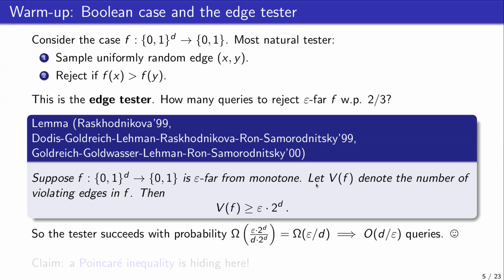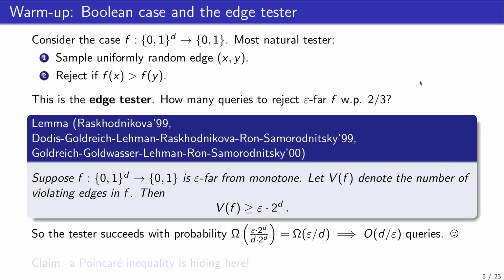What does that tell us about a success probability? Well, the rejection probability of the tester is going to be the number of violating edges, epsilon times 2 to the d, divided by the total number of edges, which is d times 2 to the d, because every vertex in a hypercube has degree d. So this is roughly epsilon over d, and therefore d over epsilon queries suffice. And that is the classic edge tester result.